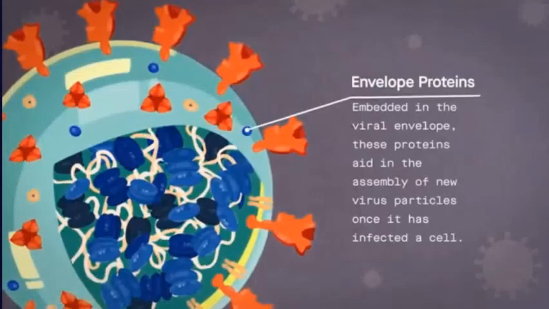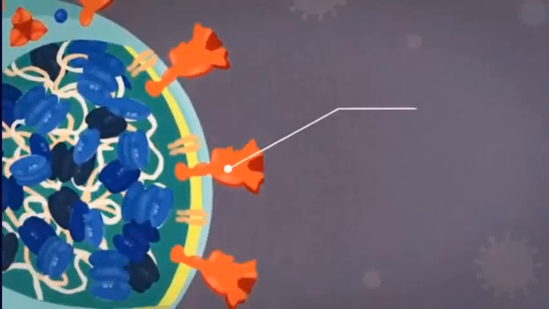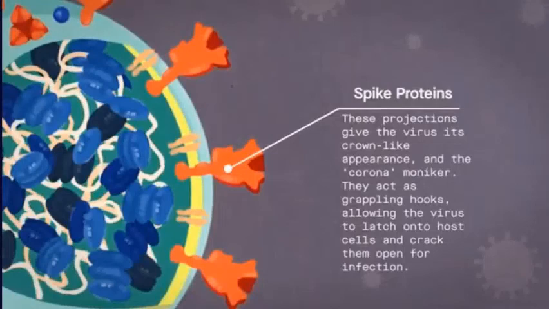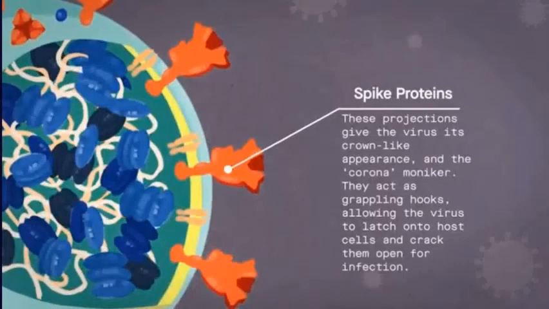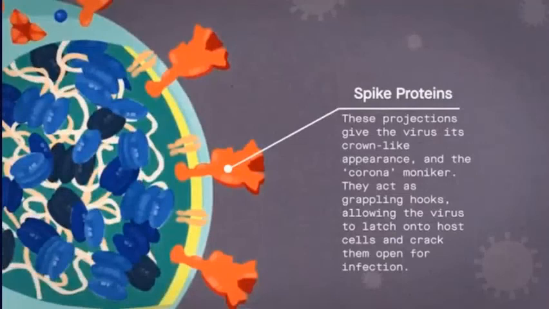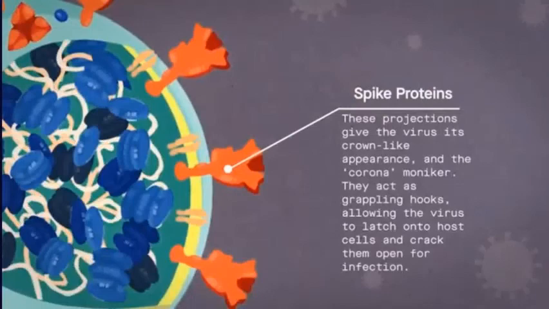The bulbous projections seen on the outside of the coronavirus are spike proteins. This fringe of proteins gives the virus its crown or halo-like appearance under the microscope, from which the Latin name corona is derived. The spike proteins act as grappling hooks that allow the virus to latch onto host cells and crack them open for infection. Like all viruses, coronaviruses are unable to thrive and reproduce outside of a living host.